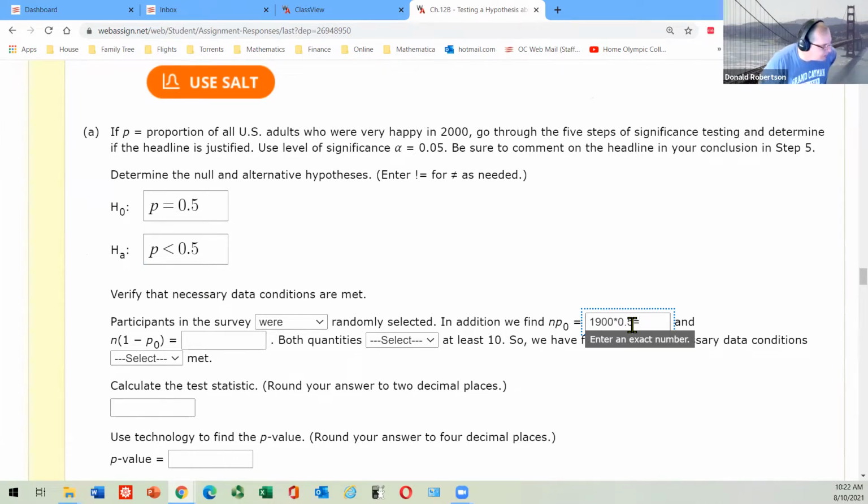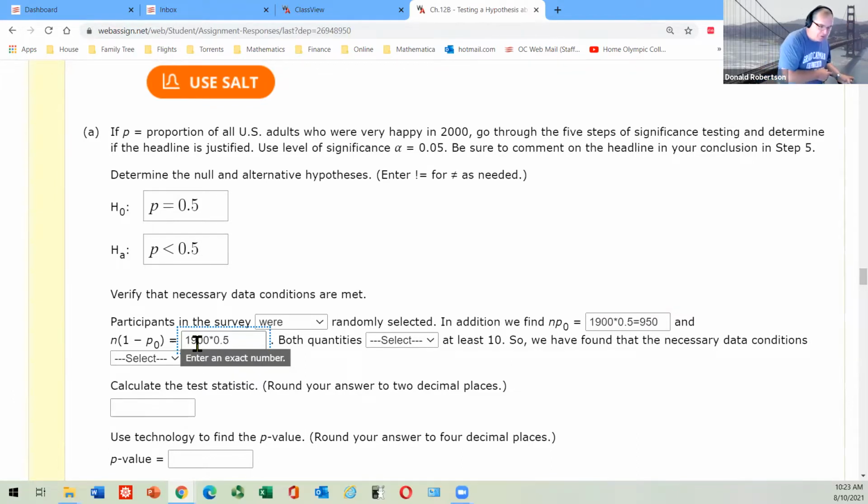which happens to be equal to what? 950. And this guy is sample size times 1 takeaway P0. Well, if P0 is 0.5, isn't 1 takeaway also 0.5? But can you imagine, if one of them was 0.3, the other would be 0.7. If one of them was 0.2, the other one would be 0.8. And this also ends up being 950.